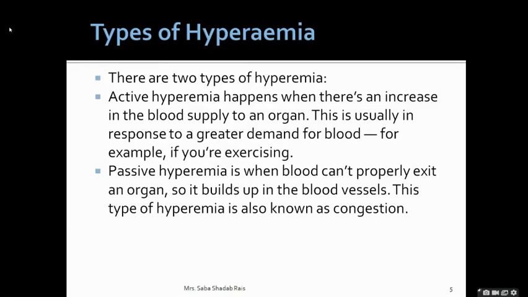Then passive hyperemia is when blood cannot exit properly from an organ. So what is going to happen? The blood vessels become very bulky on that side, and this type of hyperemia is known as congestion. It may also be caused by excess fat, where your blood is getting coagulated, and it can cause medical problems. This passive type of hyperemia can remain for a longer time.